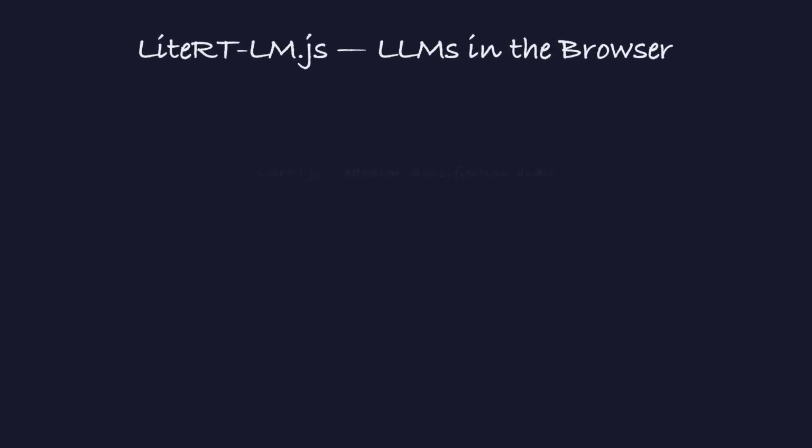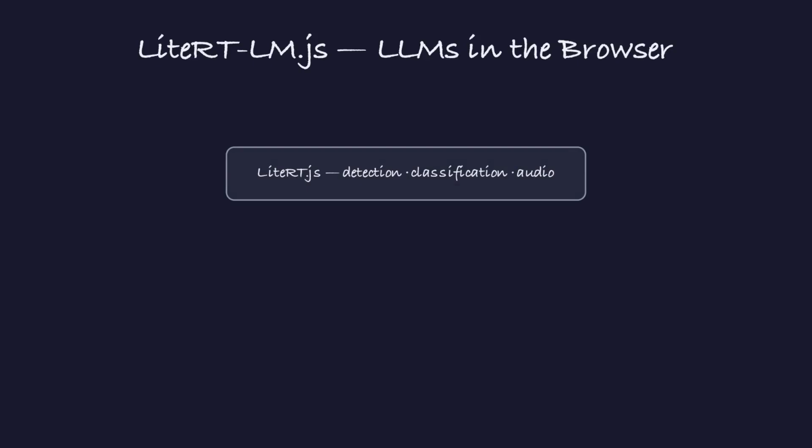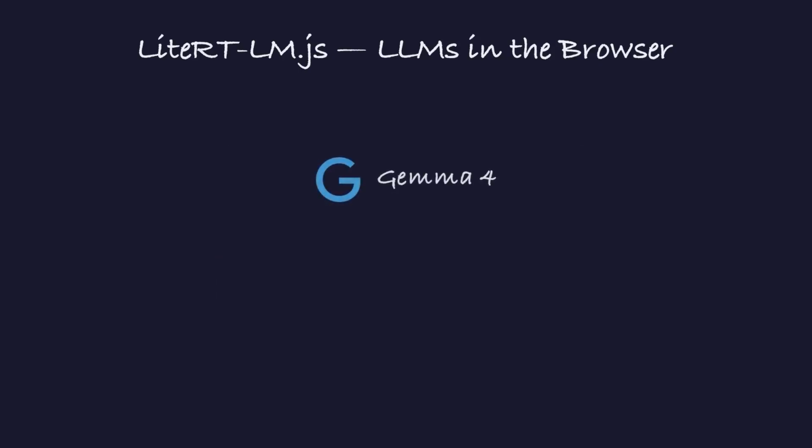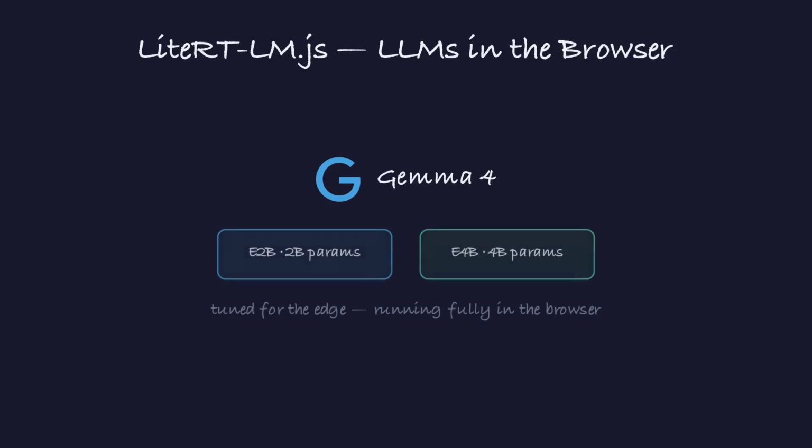LiteRT.js handles classical models: detection, classification, audio. But Google shipped a second layer on top, LiteRT-LM.js. It's a JavaScript API that runs full large language models in the browser. The models it supports today: Gemma 4, in the E2B and E4B variants, tuned for the edge.